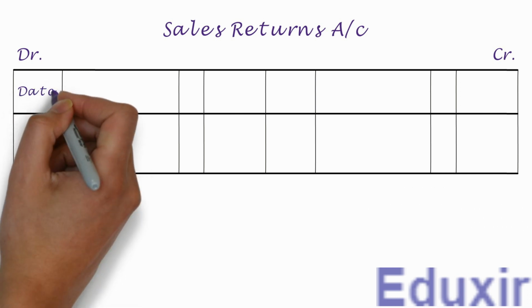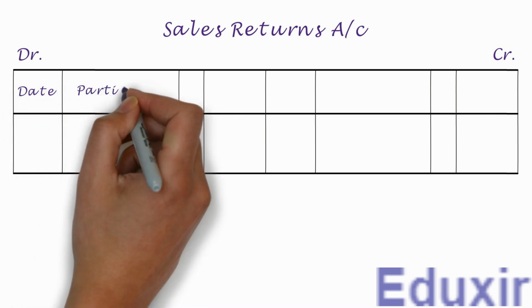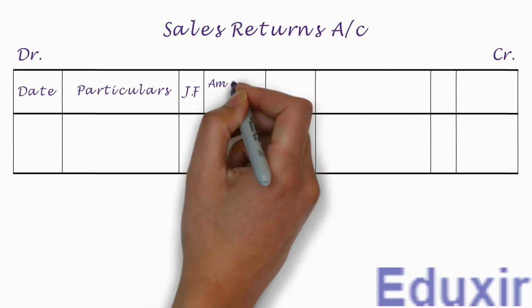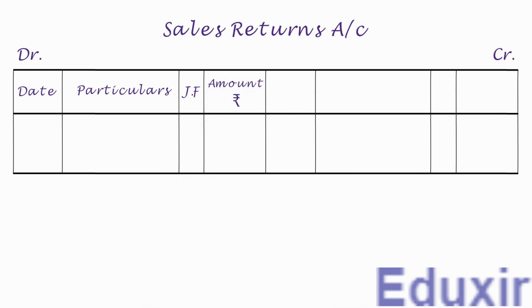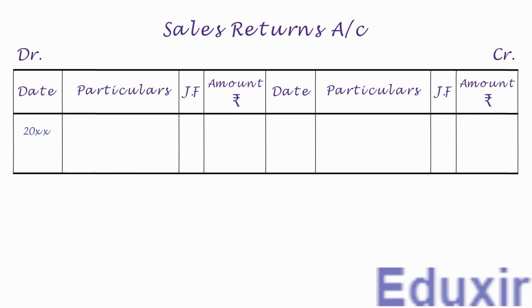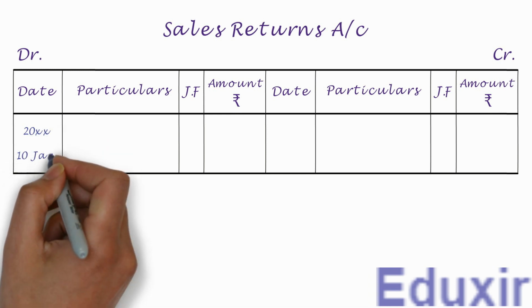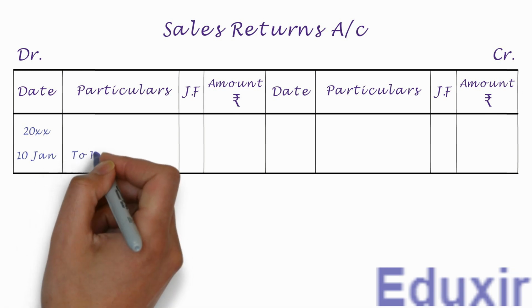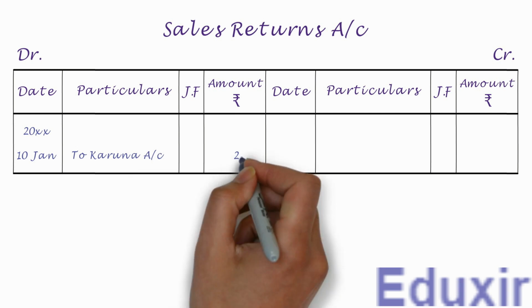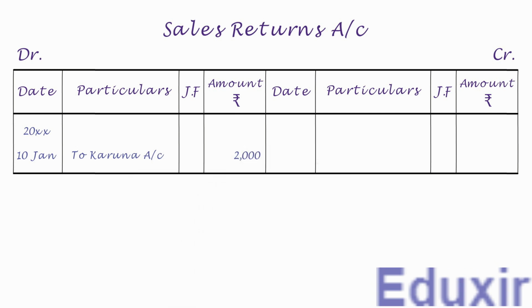Let us now have the column headings for date, particulars, journal folio and amount in rupees on the debit side. Let us have the same columns on the credit side also. Now on the debit side, let us first write the year in the date column. Let us now write the date. We need to write to Karuna account into the particulars column. Let's write the debit amount of 2000 rupees into the amount column. With that, we have completed the posting of this journal entry into the sales returns account.